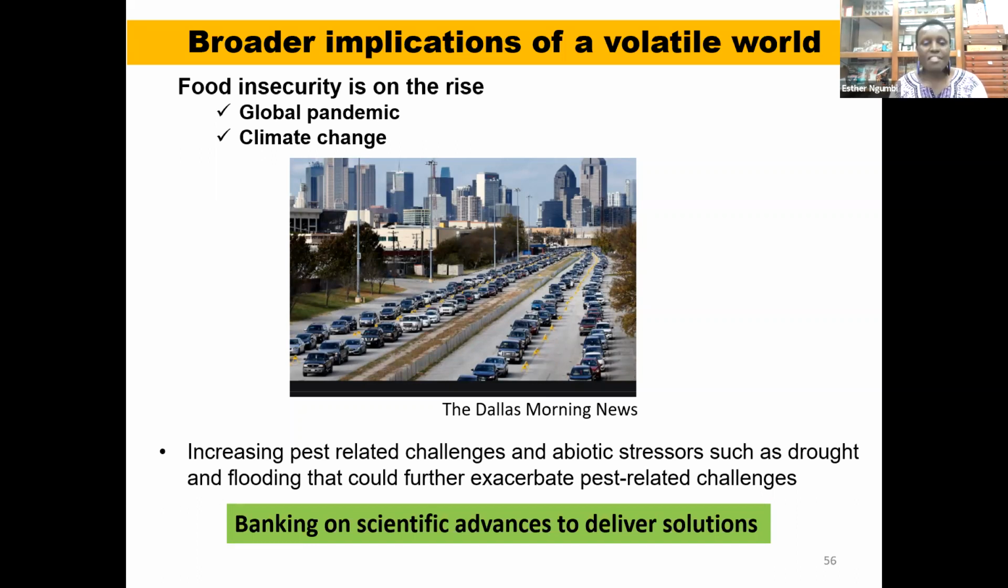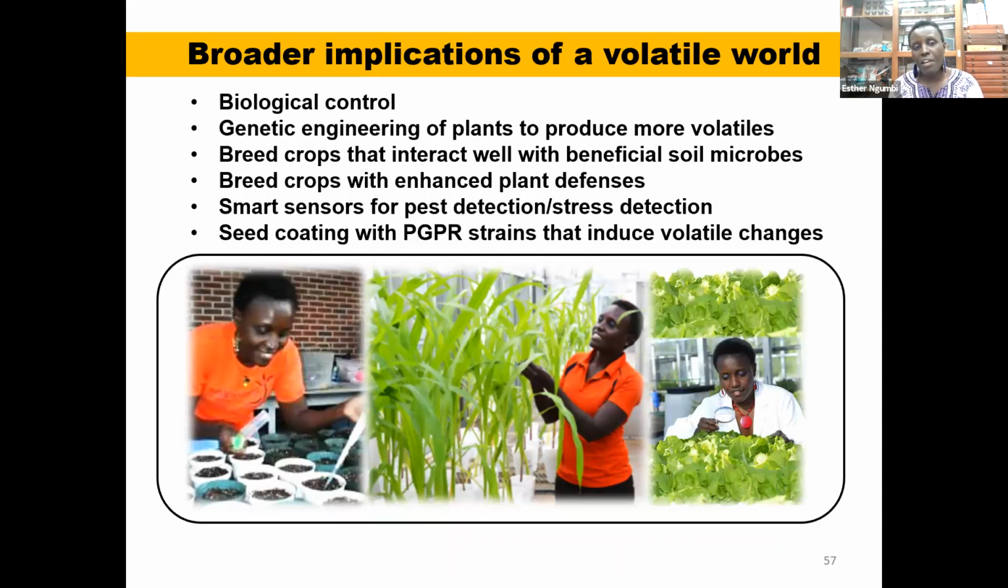As a scientist working on plants and insects and looking at the chemistry, which is the language of communication between these two interacting partners, and also the beneficial soil microbes, it's about food security. Our ability as humankind to feed ourselves banks on scientific advances to deliver solutions. Some of the applications of the work that I do can be biological control, ensuring that we do not push a lot of pesticides to control insect pests. If we're able to genetically engineer and breed crops that interact very well with beneficial soil microbes so that they change plant chemistry and recruit a lot of natural enemies, that can reduce insect pest depredation. That, for me, is some of the application that can happen from my research.